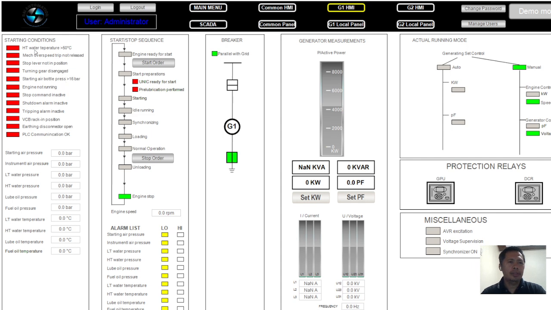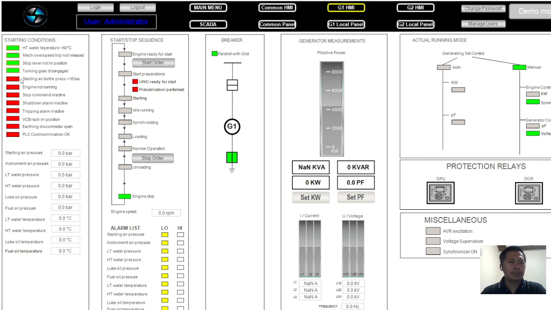For one, the HT temperature must be above 50 degrees. All of these conditions must be considered if you are an operator. This is your checklist. All of these conditions must be met before we can start the engine.